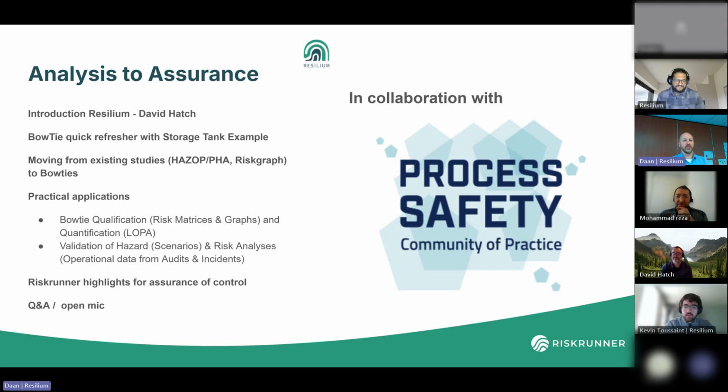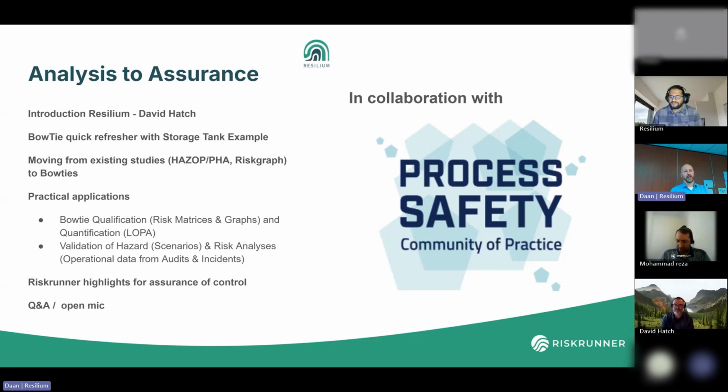As you can see, I'm sharing the agenda that we prepared. My name is Daan Bergwerf. I'm in the team in the Netherlands and in Resilium. And I'm happy to introduce you to David Hatch. He is a chemical engineer, and I think many of you might know him already for process safety, integrity cards, and his deep knowledge and experience. So it's an honor to have you in here, David, today.